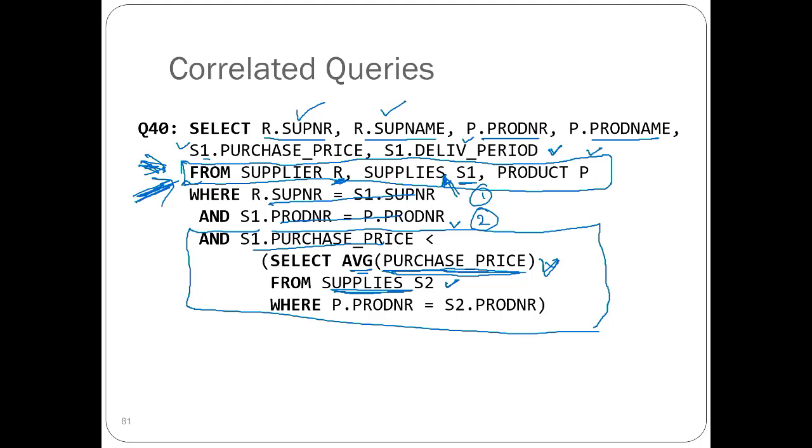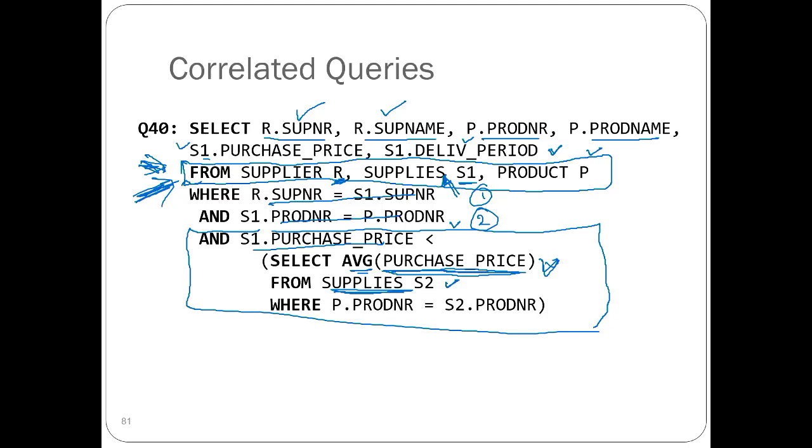And what are we doing in the inner query? Well, we have the purchase price in the supplies table only, but we don't want to find the average of all the purchase prices. No, we want the average of the purchase price for this product that we are referring from the outer table. So if a product is, say, I'm changing that to our domain, if the product is Lenovo desktop, we want to find out the average price for all the Lenovo products which are being supplied by different suppliers.